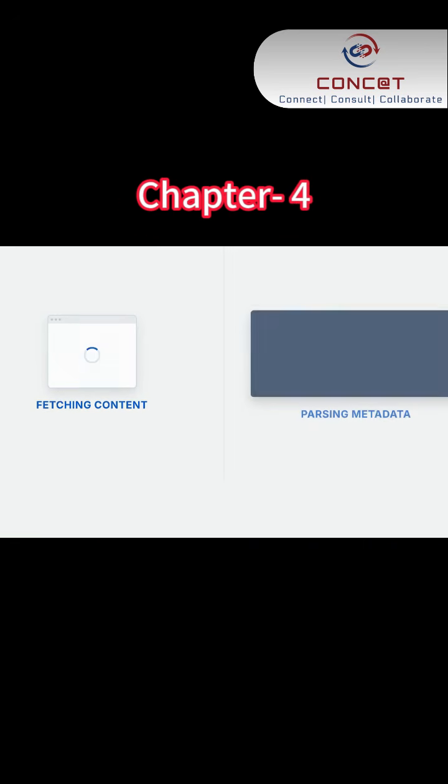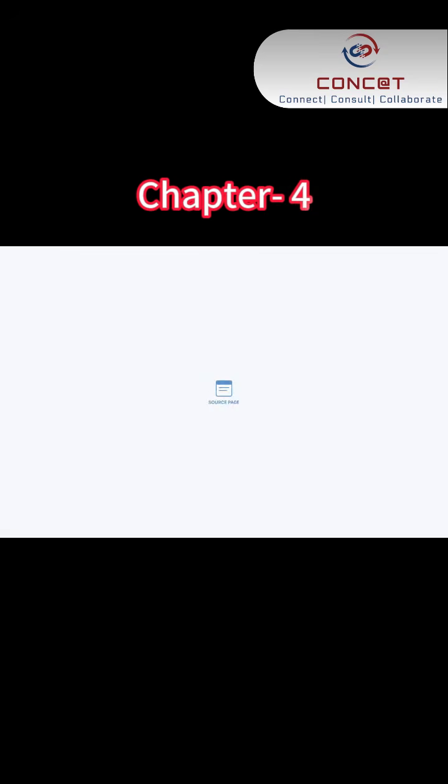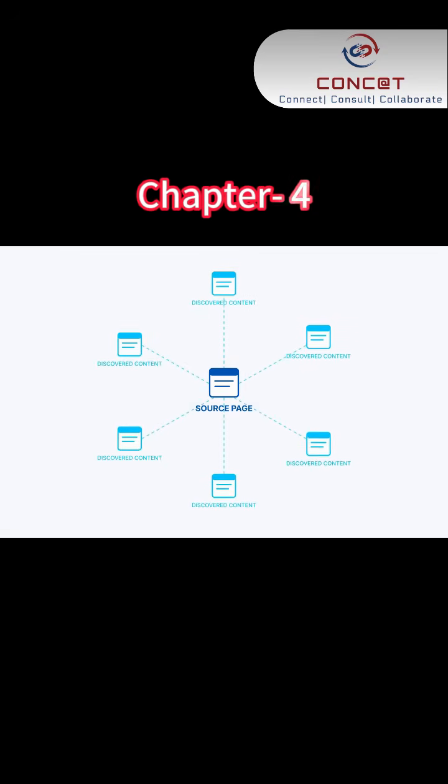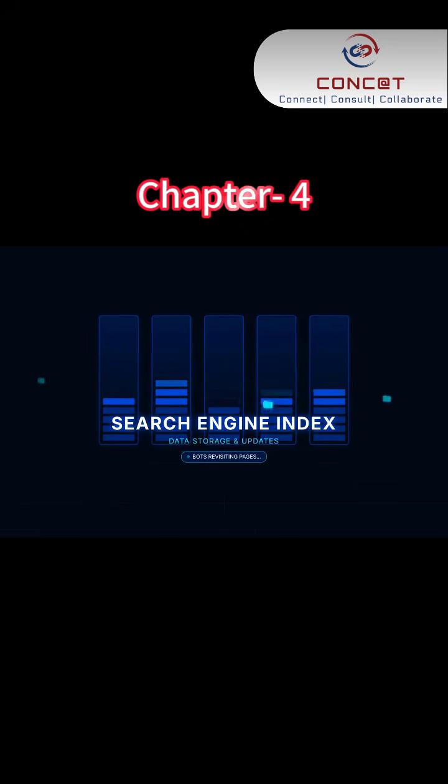The process begins with seed URLs, initial addresses that spiders use as a jumping-off point. Bots fetch the HTML content, parsing every element from text to metadata to understand the page. They then extract internal and external links, following them recursively to discover new content. This data is stored in the index, and bots periodically revisit pages to check for any updates.